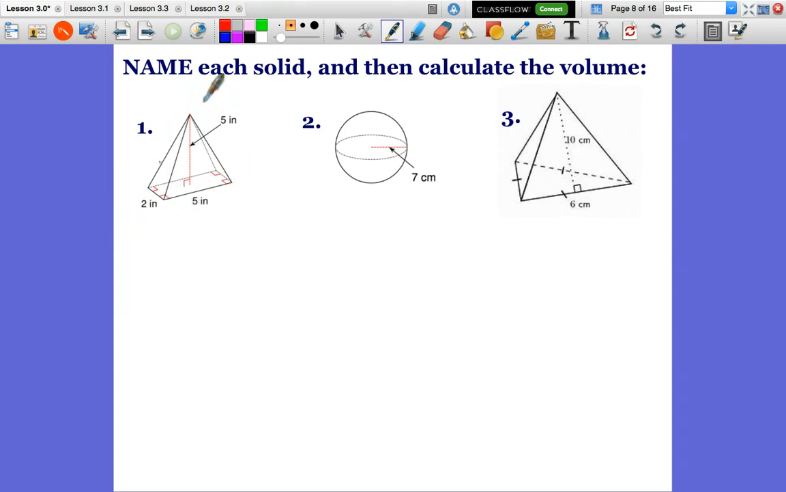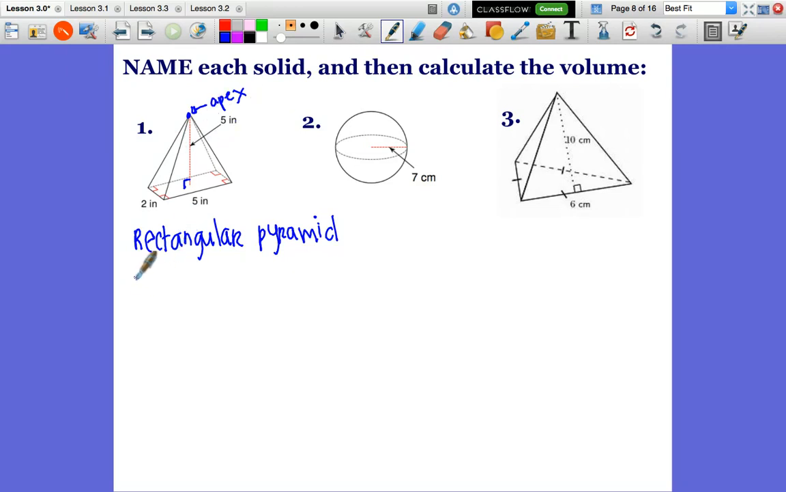So this right here, it's going to be named by its base. There's a rectangle, so this would be a rectangular pyramid. This is the apex, if you're not sure what I mean by apex. I can see that this is perpendicular to the base.